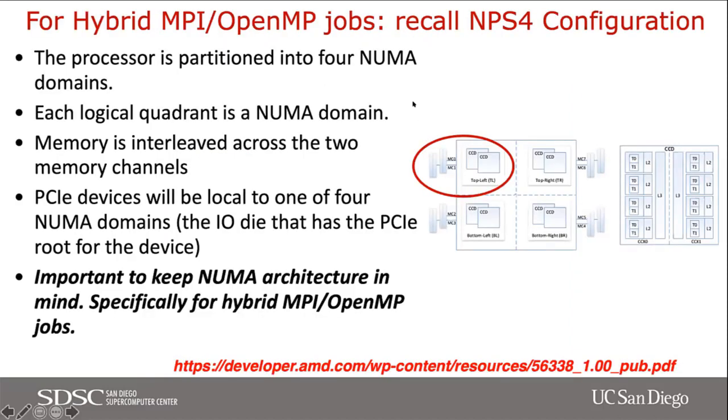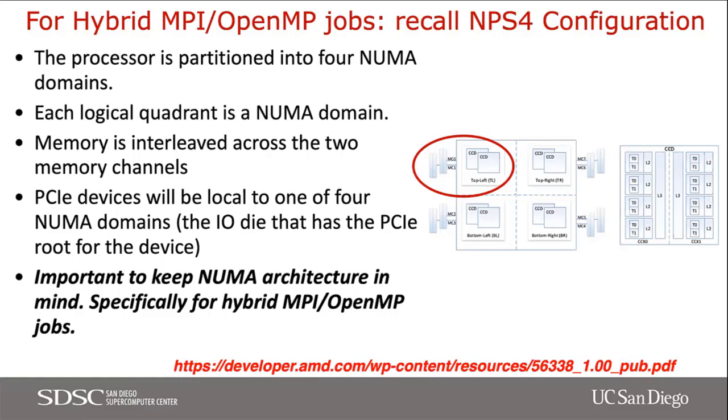So for hybrid OpenMP and MPI jobs, I want to go back to that NPS 4 thing. As I mentioned, you're basically partitioning into 4 NUMA domains in there. And the memory is interleaved on the 2 channels there. So if you're doing hybrid jobs, it's important that you try to fit your jobs in a way that lays out the OpenMP tasks in the same NUMA domain and doesn't cross domains all over. So it's very important for hybrid jobs, essentially.